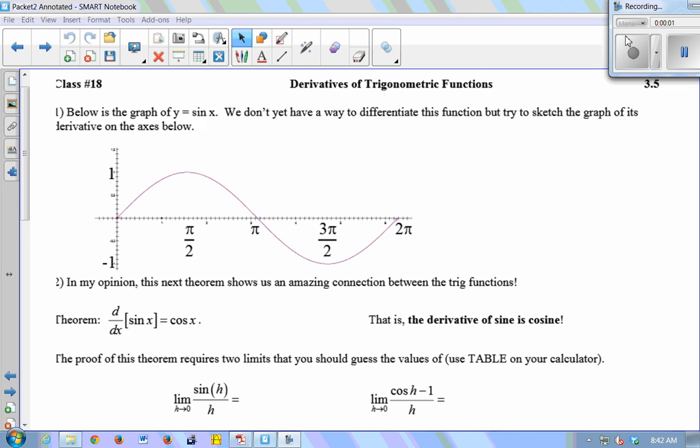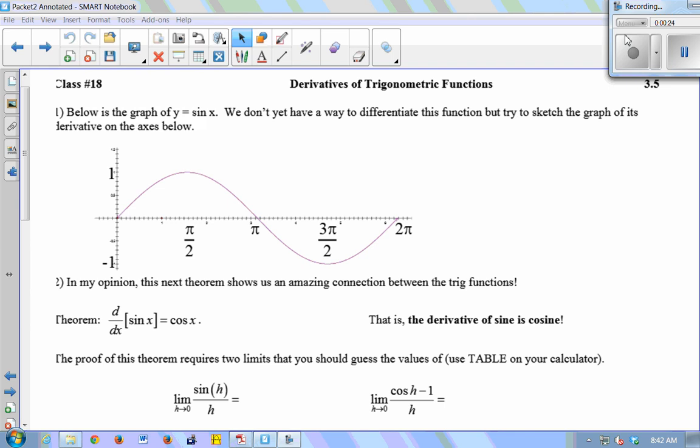About the derivatives of the trig functions. So on Wednesday, we reviewed some of the basics of trig functions in general, and today we're going to talk about their derivatives. So this is a graph of y equals sine of x. It's got a period from 0 to 2 pi, range -1 to 1.